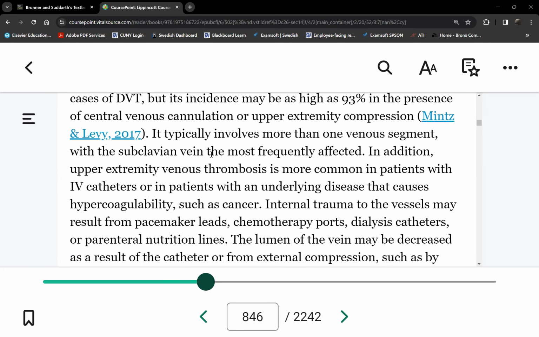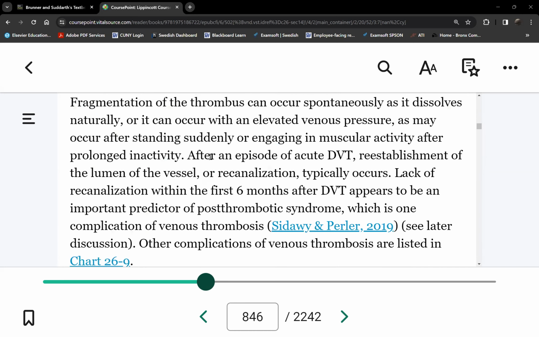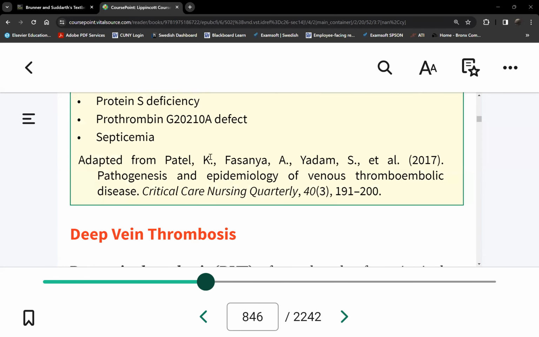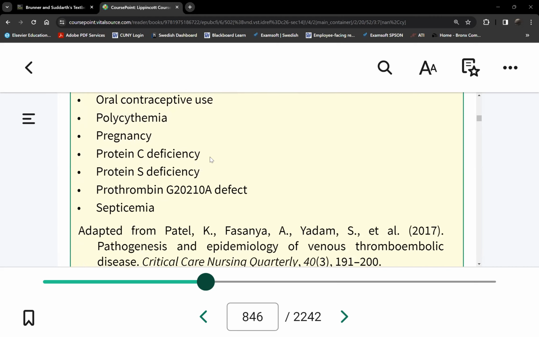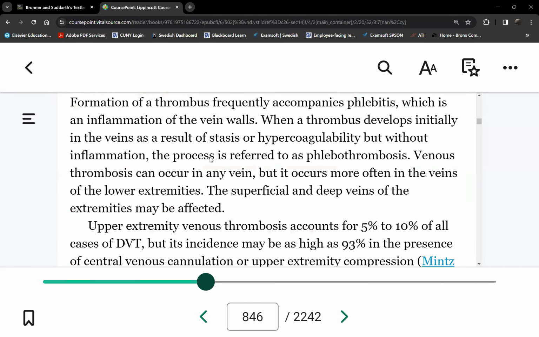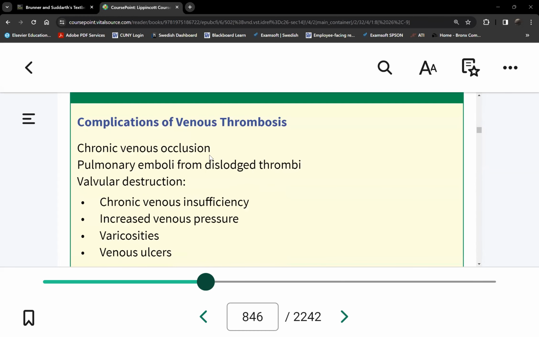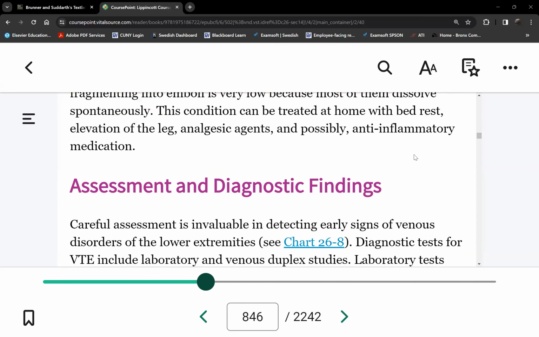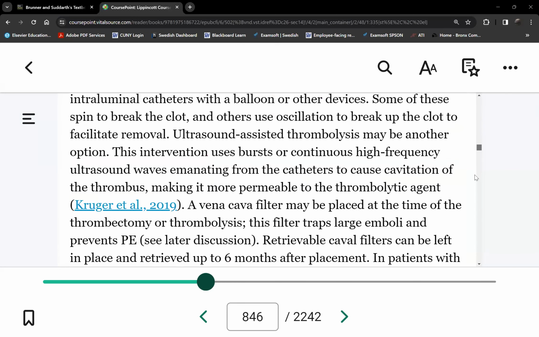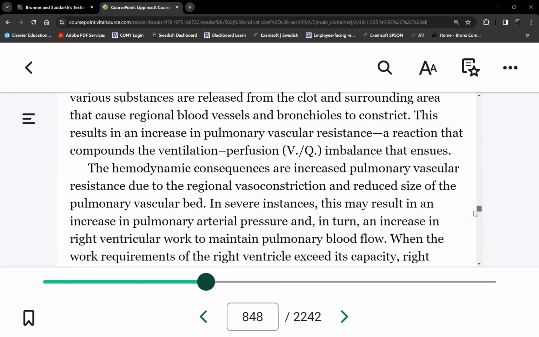Again, I won't repeat the DVT. The only reason I did that is because the DVT and PE share the same risk factors. Then I'll come back here for the management. Okay, management is the same for DVT and PE. So let's go to PE first, and we'll come back to the management.